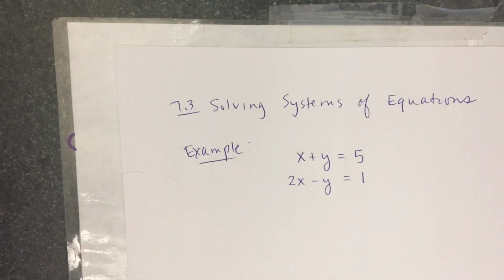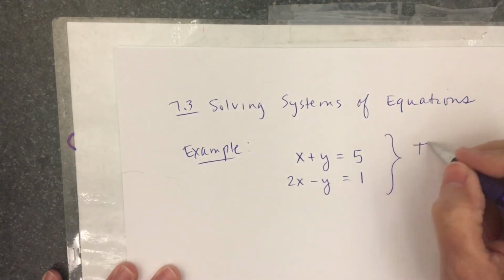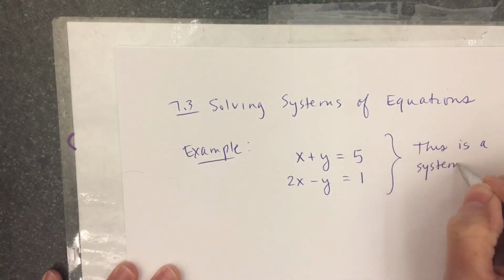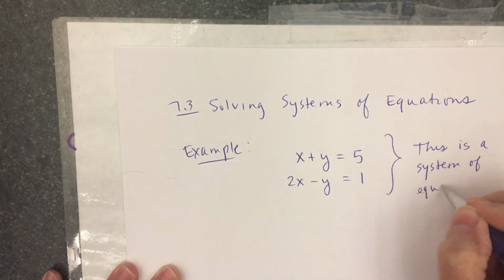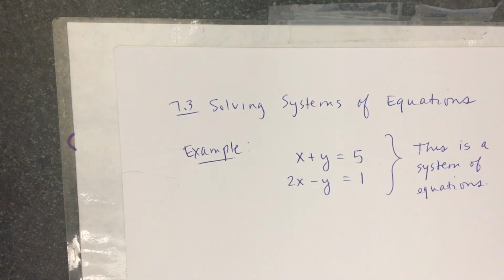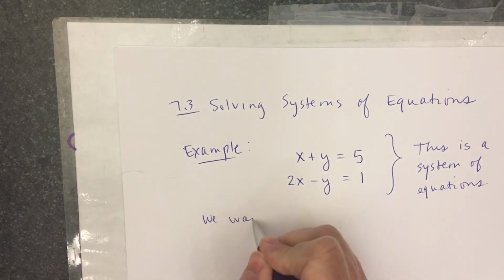A problem where you have two equations and two variables is called a system of equations. I'm going to write that on the side. This is a system of equations. When we say solve this, we want to find an x value and a y value that work in both equations at the same time. I'm going to write that.